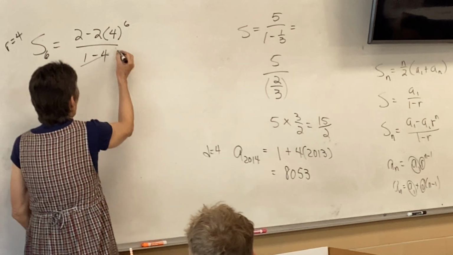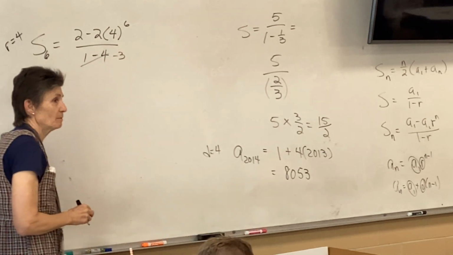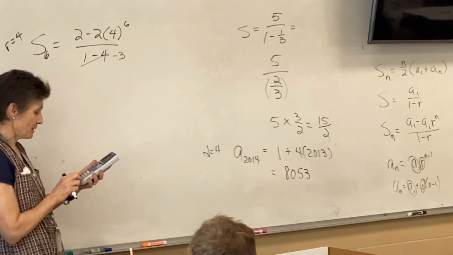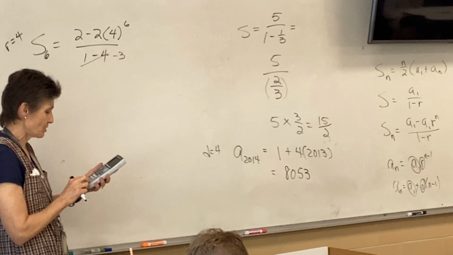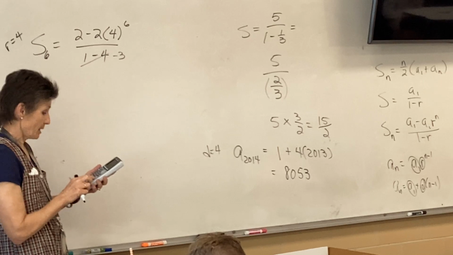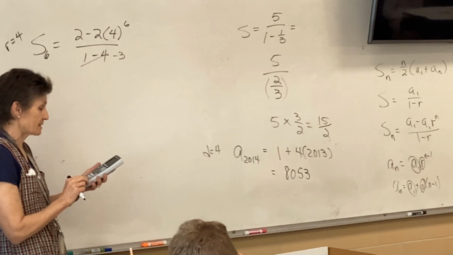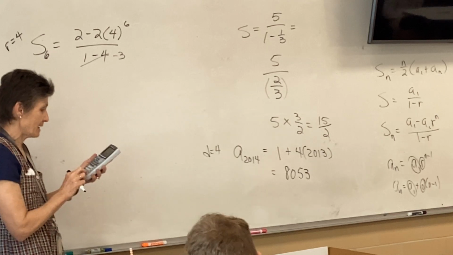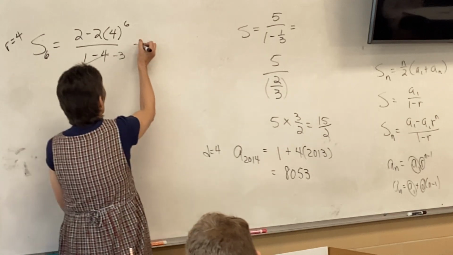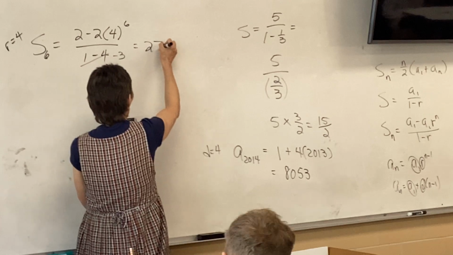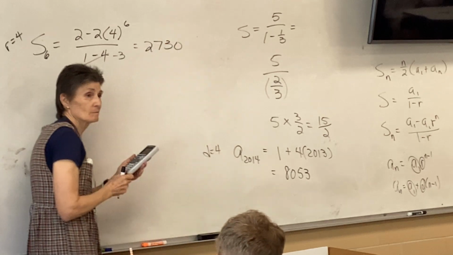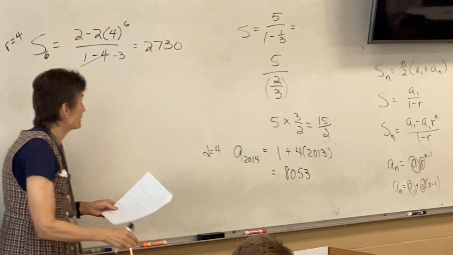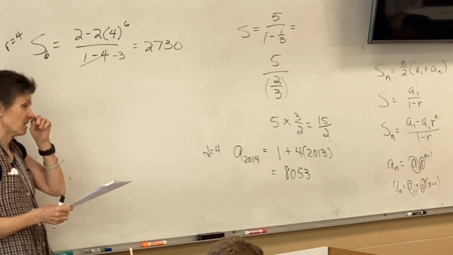So go ahead and make your denominator -3. Simplify that before you start. And then make sure when you're typing in the numerator, 2 minus 2 times 4 to the 6, you hit equals, and then divided by -3. I got 2,730. Those are the kind of tough ones to type in. Make sure you're getting that answer.